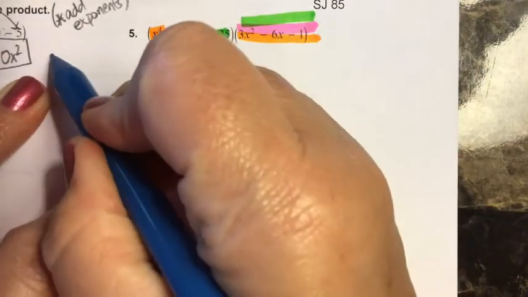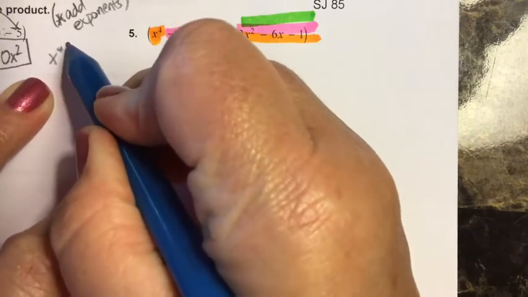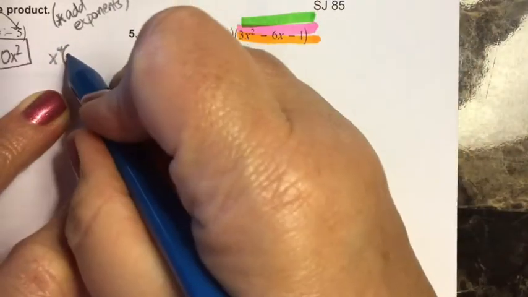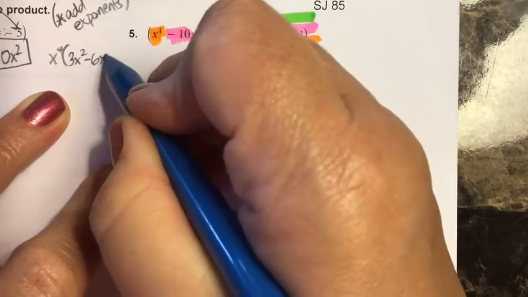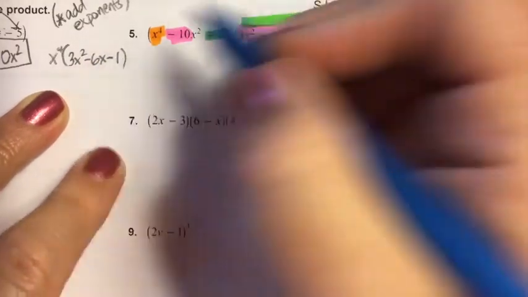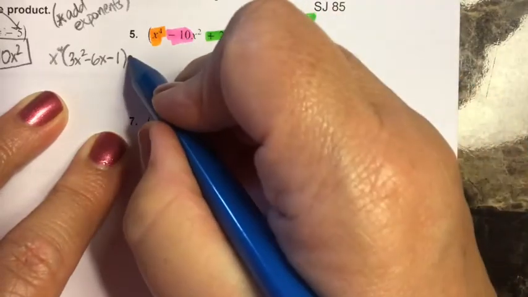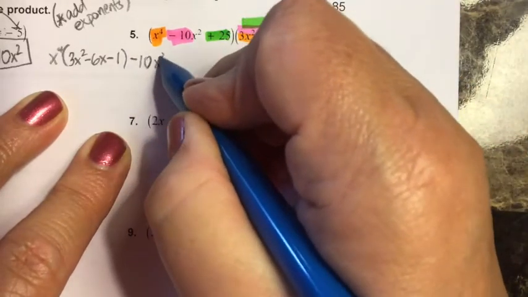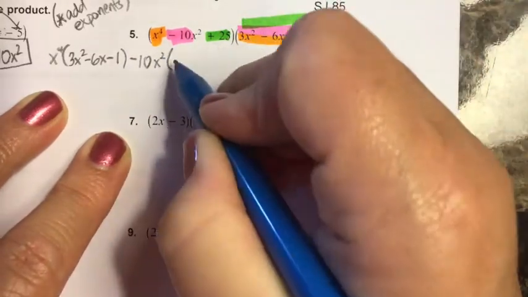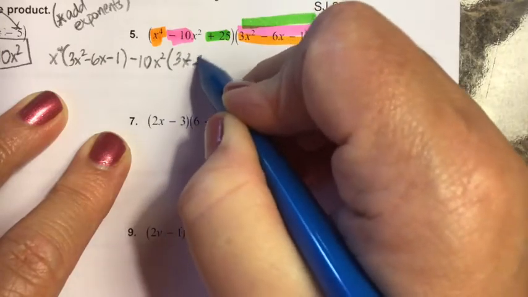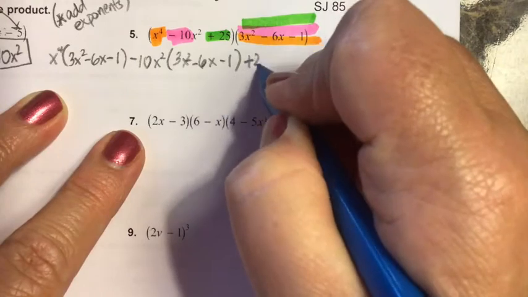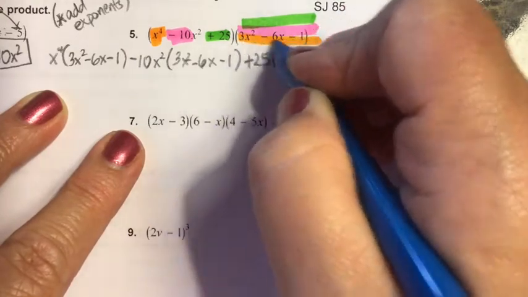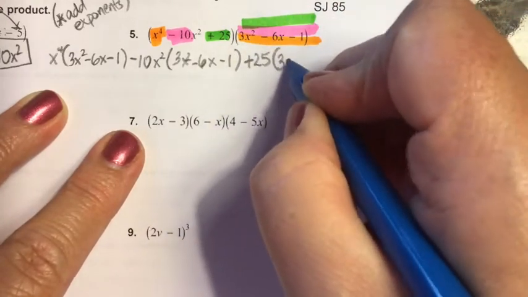So I'm going to write x to the 4th times 3x squared minus 6x minus 1. Then I'm going to put negative 10x squared times this trinomial. Then plus 25 times this trinomial.